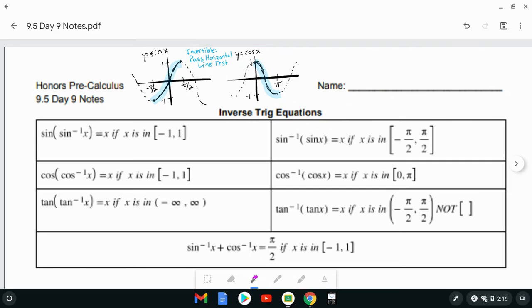For Chapter 9, Day 9, we're going to look at inverse trig equations. In order to look at the inverse trig equations, you have to know the domain restrictions. So they're all right there. You can take a look at them.